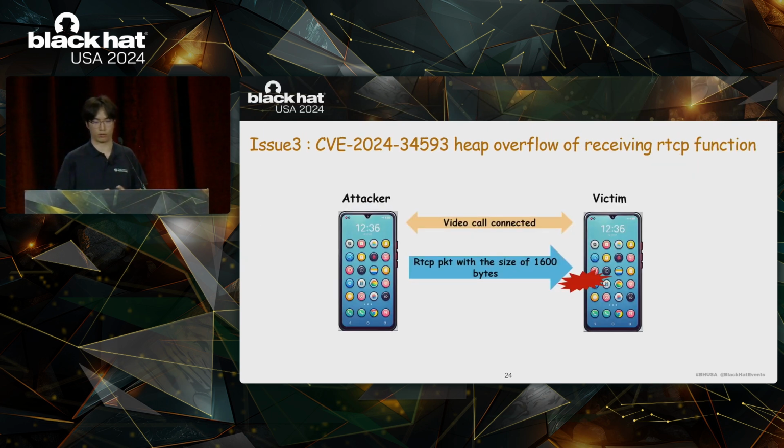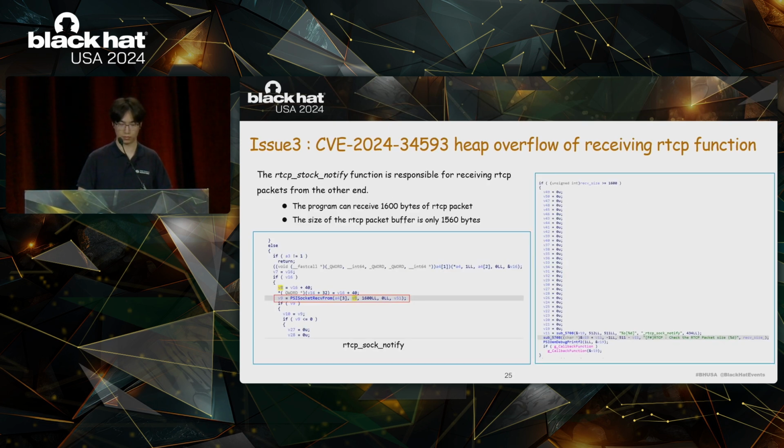This is the scenario of triggering issue 3. After the video call connection is established, the attacker can send an RTCP packet with 1600 bytes. This packet will then trigger a heap overflow vulnerability, allowing a maximum out-of-bounds write of 40 bytes. Issue 3 is the most important part of our exploitation. Using it, we realize control of the PC register.